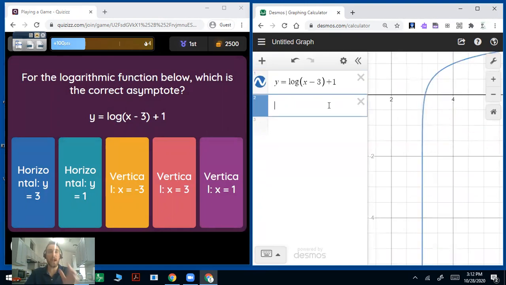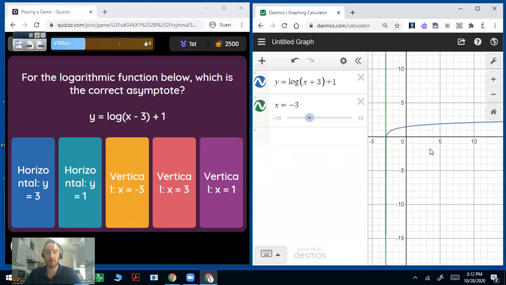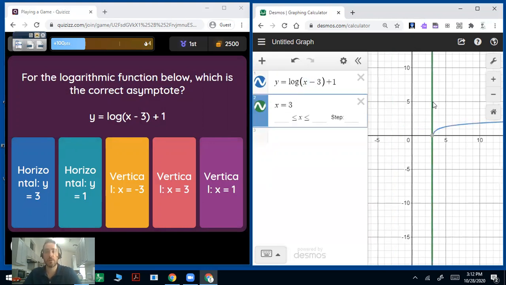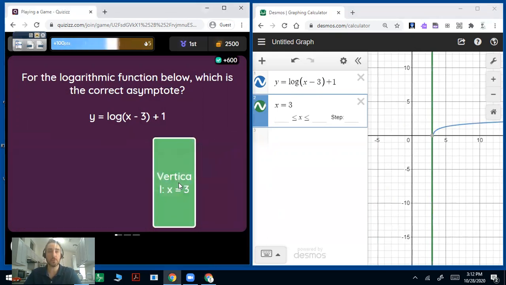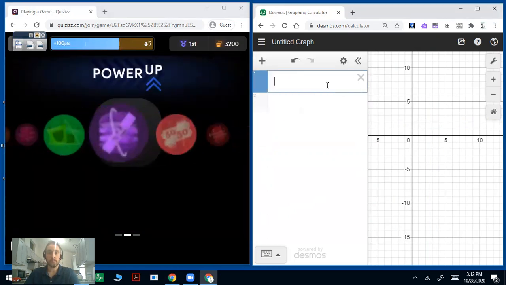So the magic line is whatever's in here. If it goes right 3, then that vertical asymptote would be x equals 3. And if that said x plus 3, then the vertical asymptote would be x equals negative 3. And as you can zoom out, you can see that. So the minus 3 means it goes right 3. It's got a vertical asymptote of x equals 3. Vertical x equals 3.